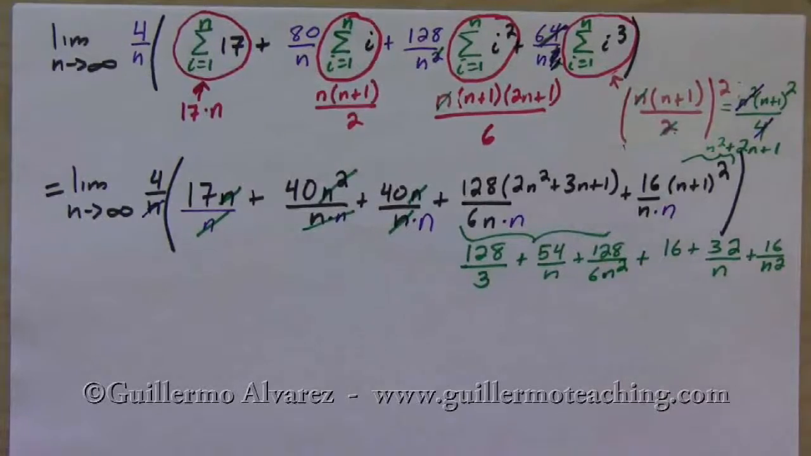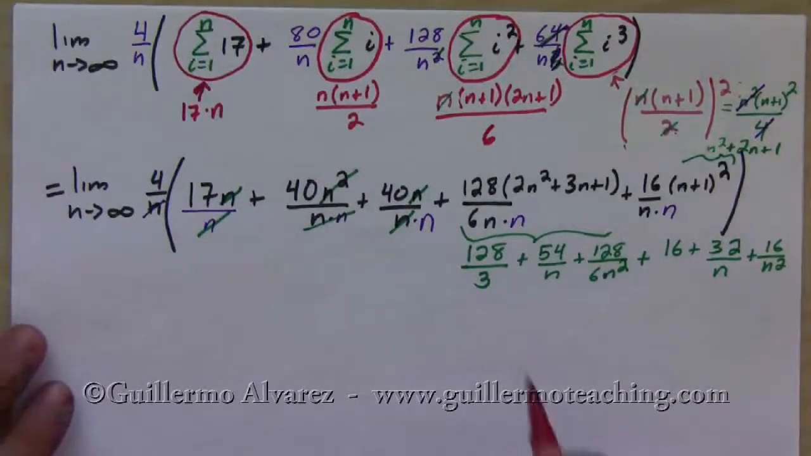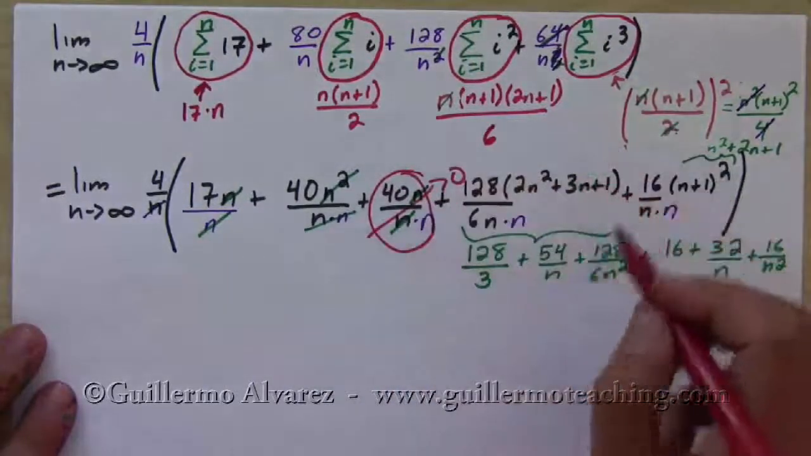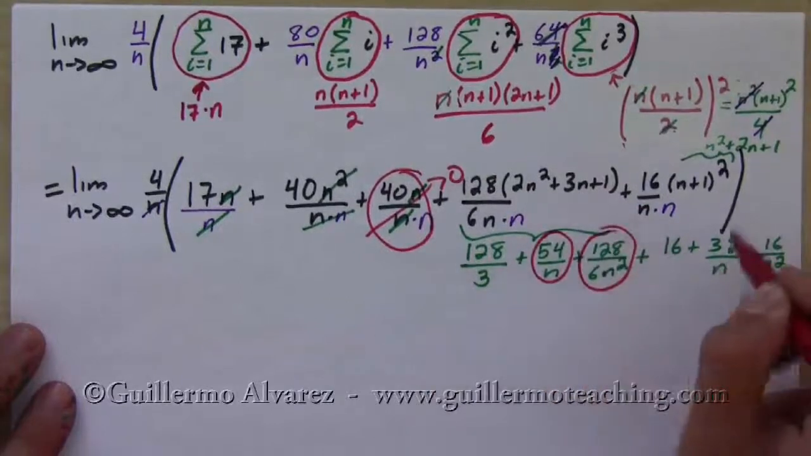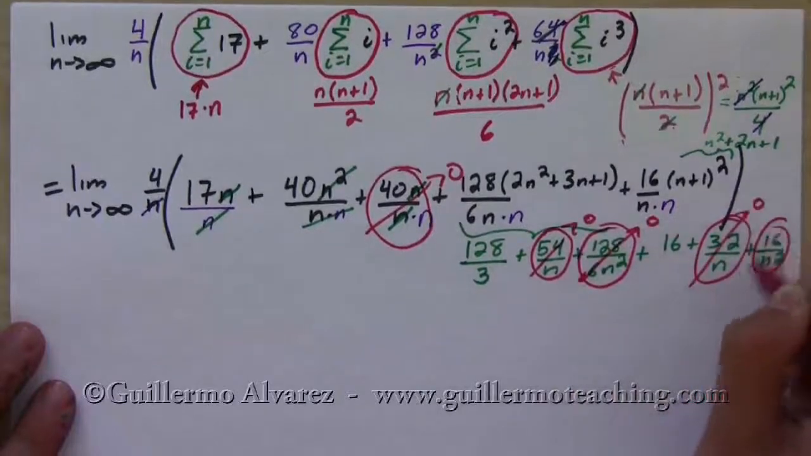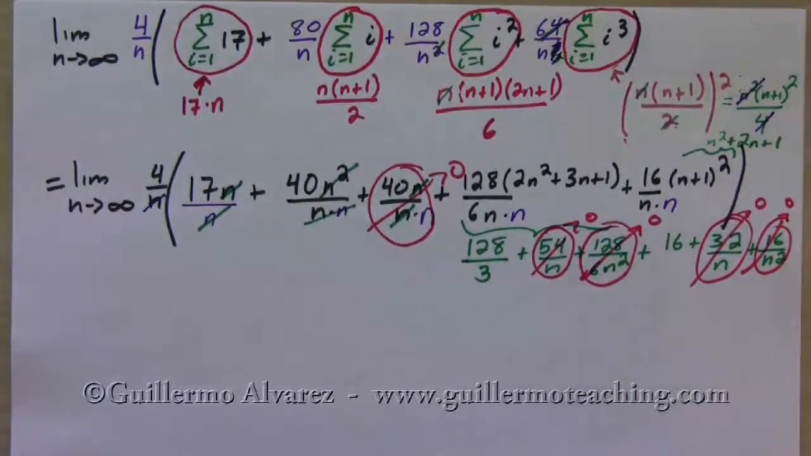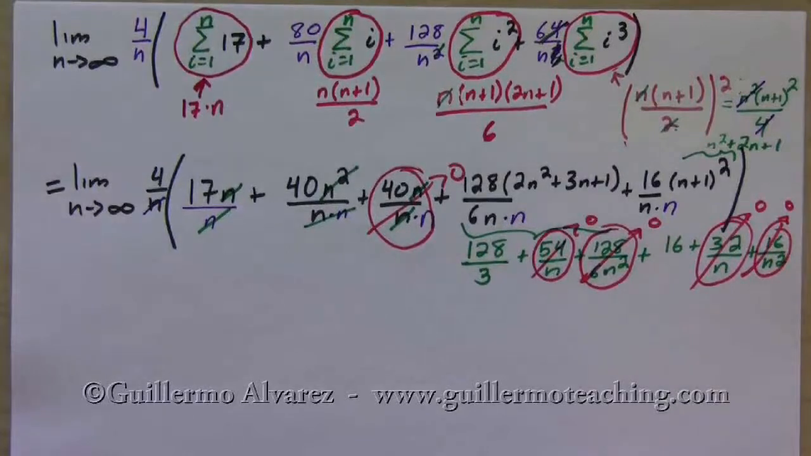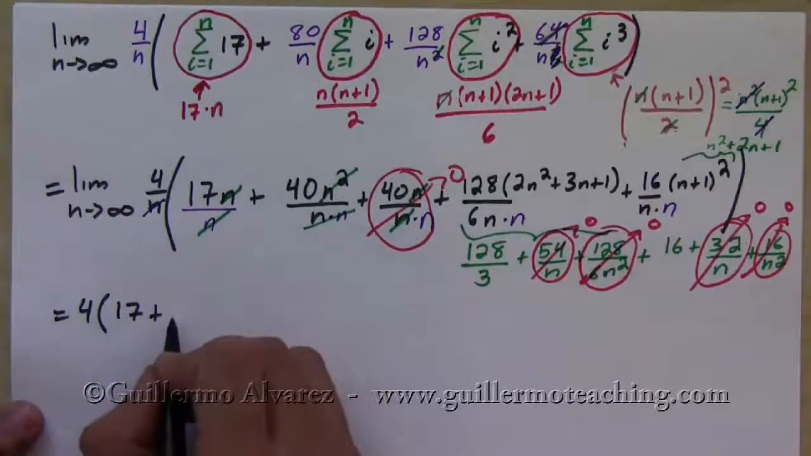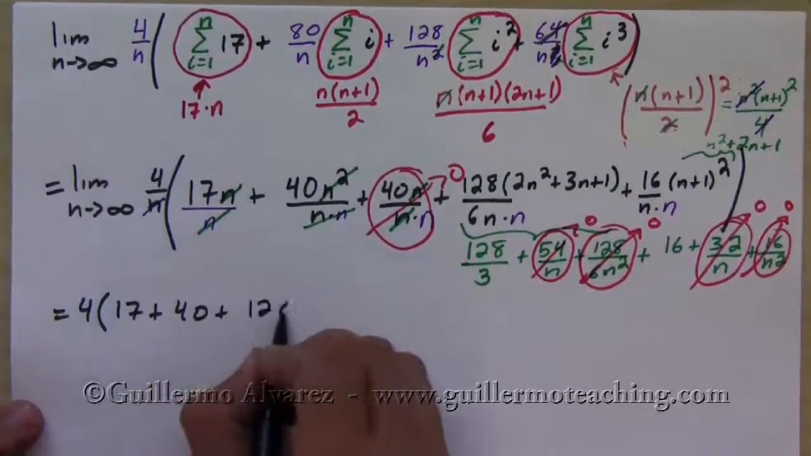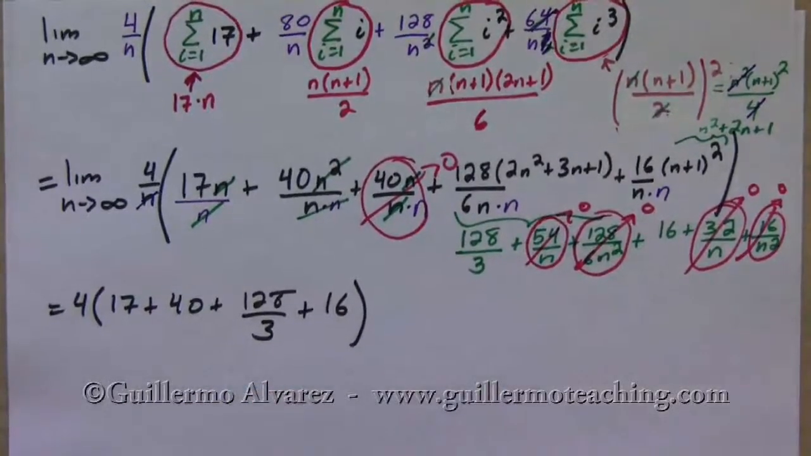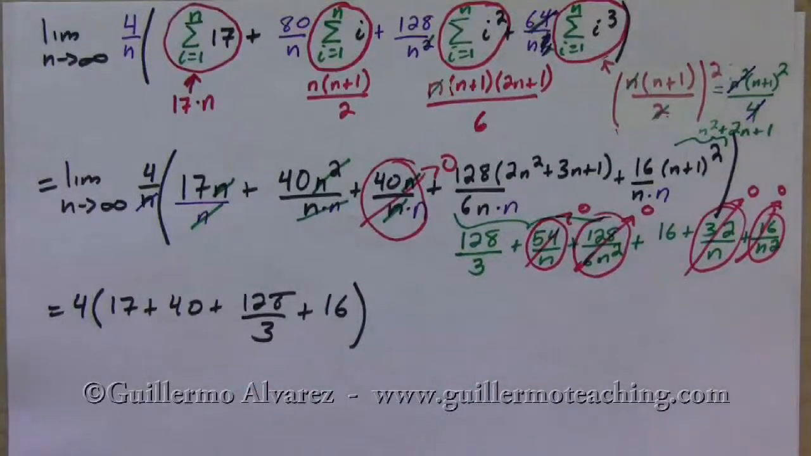Okay, now taking the limit to infinity, what's going to happen is each one of these with an n in the denominator is going to go to 0. So this guy's going to 0. All these guys are going to 0. And so in the end, what I'm left with, as n goes to infinity, is 4 times 17 plus 40 plus 128 over 3 plus 16. And all of this is equal to, so that's that guy.